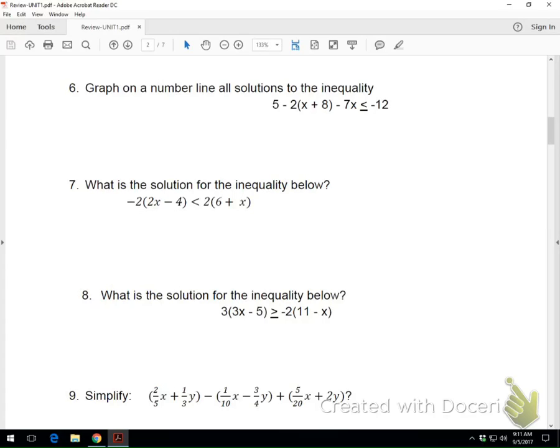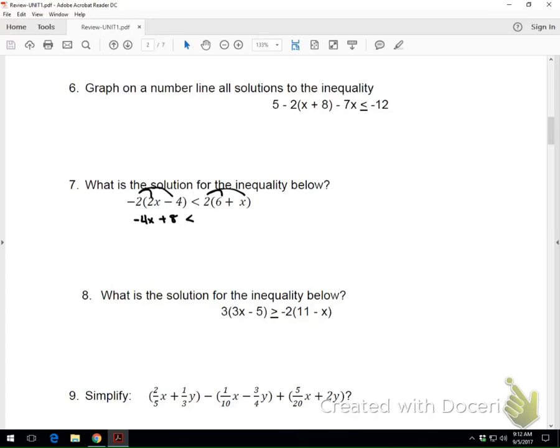Alright, let's skip to 7. I'm going to skip 6 because I'm going to let you do that here a little bit on your own. So same thing, inequalities, but let's go ahead and draw our claw. Negative 2 times 2x, negative 4x, negative 2 times negative 4, plus 8. Less than, draw your claw over here.